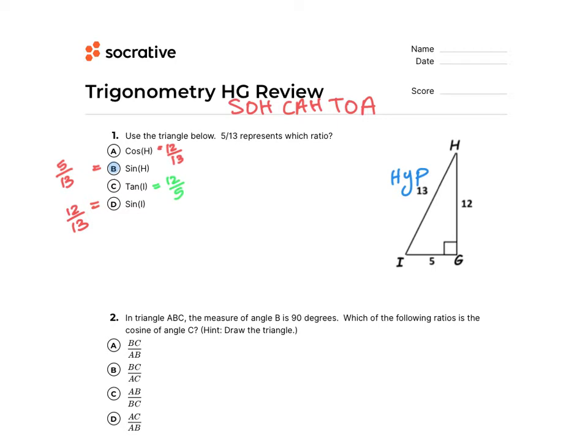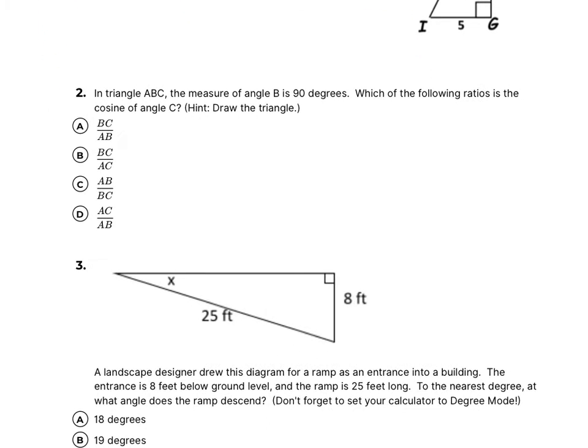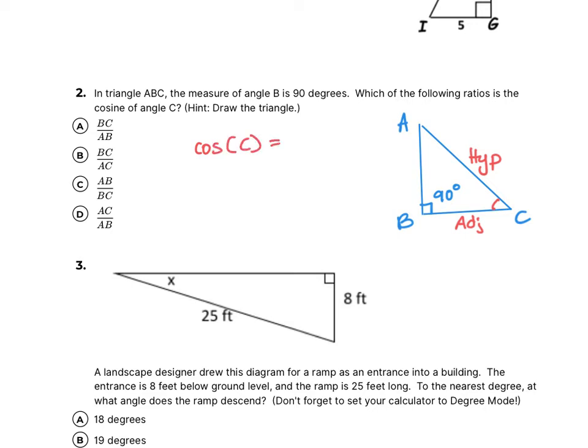So if I look at number 2, in triangle ABC, let's go ahead and plot a triangle. The measure of angle B is 90 degrees. So the 90-degree angle is at B. I'm going to start by sketching the 90-degree angle, and that's at B. Now this is A, B, and C. Which of the following ratios is the cosine of angle C? So cosine is adjacent over hypotenuse. So for cosine C, the adjacent is BC over the hypotenuse, which is AC. So then the answer would be B.